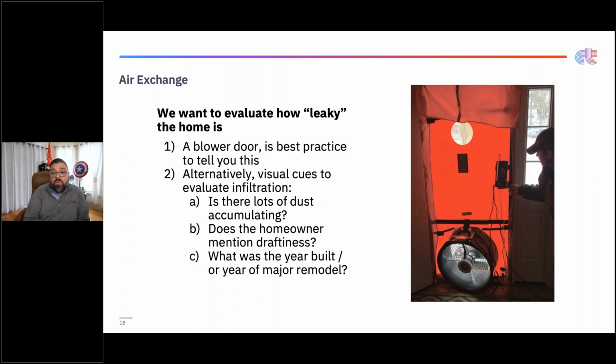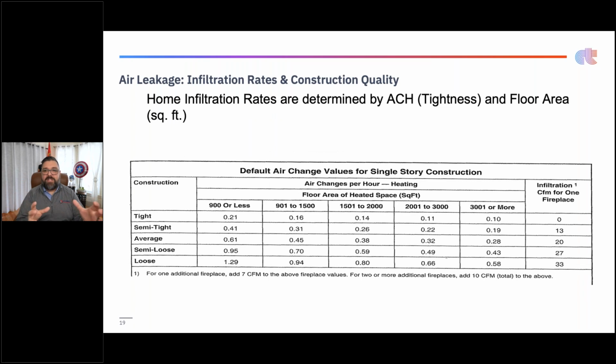Obviously, talking to the homeowner and understanding if any rooms you feel drafts in. My house, I live in an old Victorian, 1880. We have some open fireplaces. It can get pretty drafty when we don't close those things, right? And the heat bill goes through the roof at that point. Ideally, we'd like to seal those off sometime. And when the house was built, if there wasn't any major remodels or retrofits, it actually falls into some generic areas as far as leaky or tight. And I'll show you those in a second.